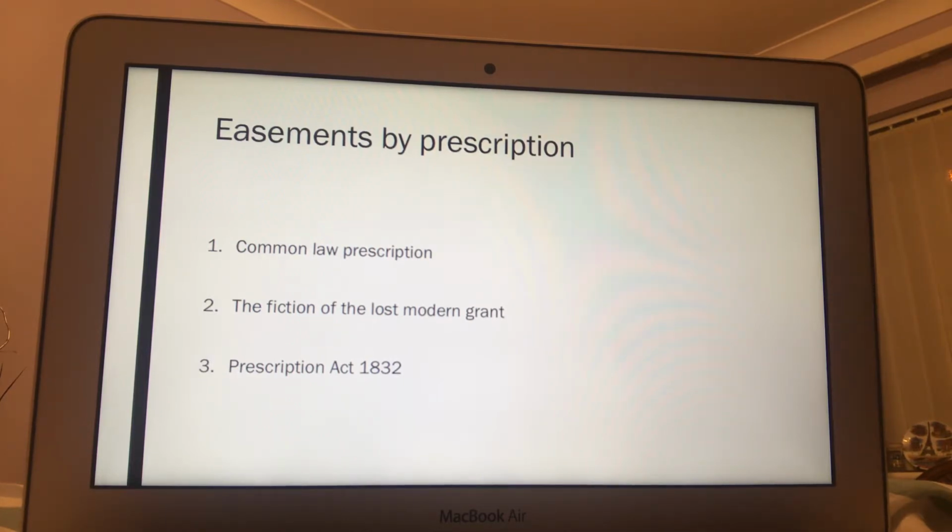The three methods of creating an easement by prescription are common law prescription, the fiction of the Lost Modern Grant, and the Prescription Act 1832. I'll go on to discuss these methods in more detail.